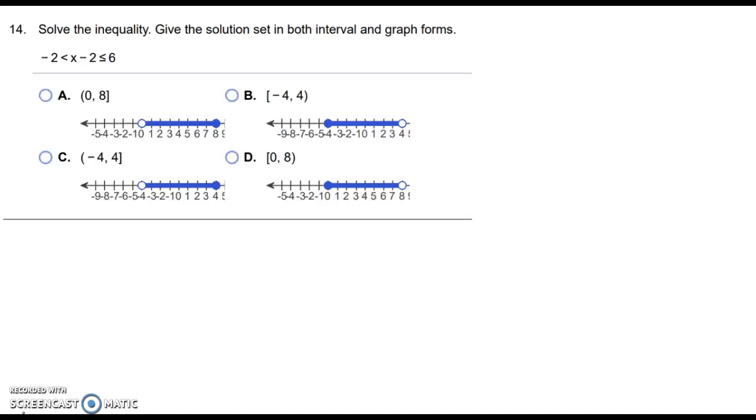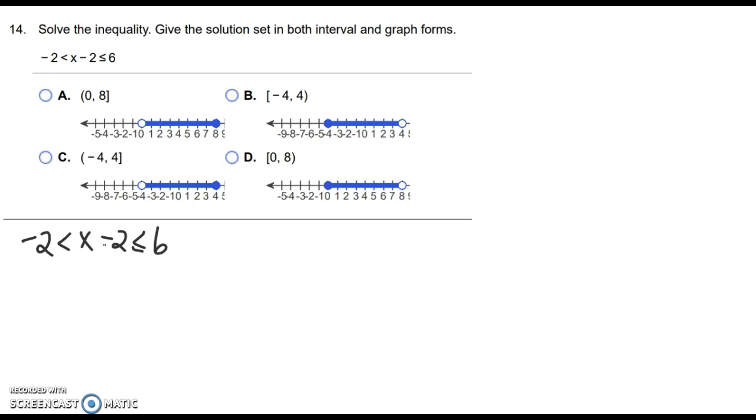Alright, it says to solve the inequality and give the solution set in both interval and graph forms. So here is your inequality. I'm going to write it down here so I have more space. Negative 2 is less than x minus 2, less than or equal to 6.